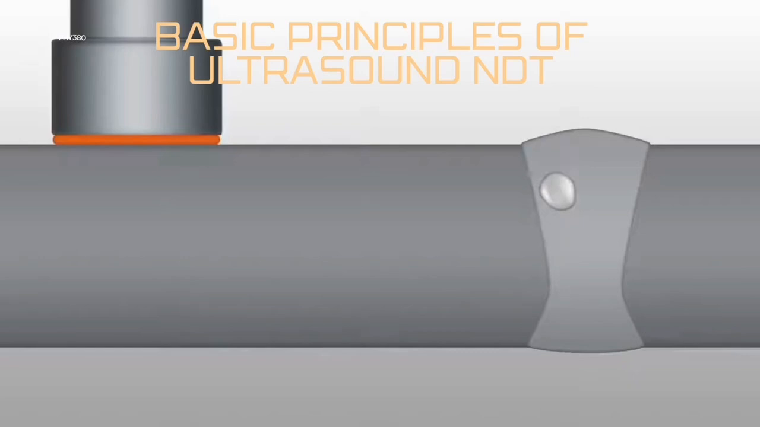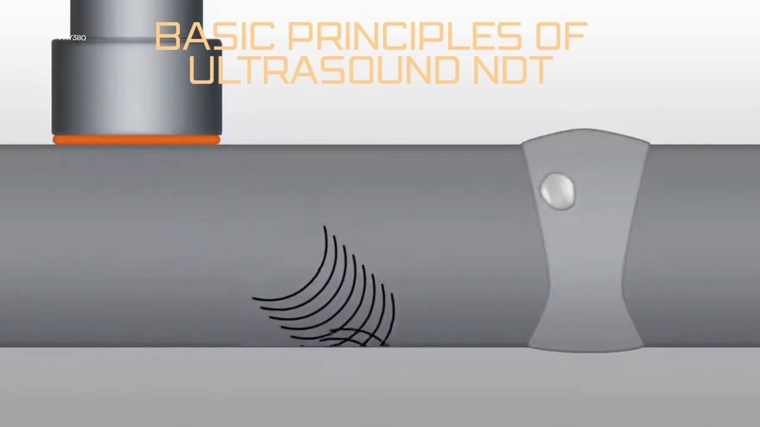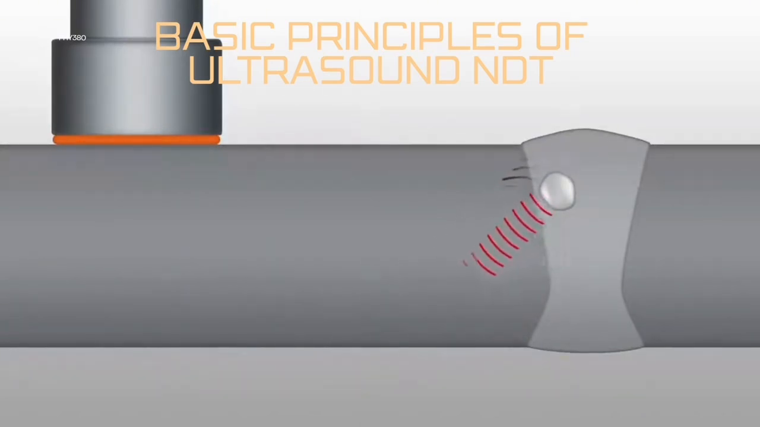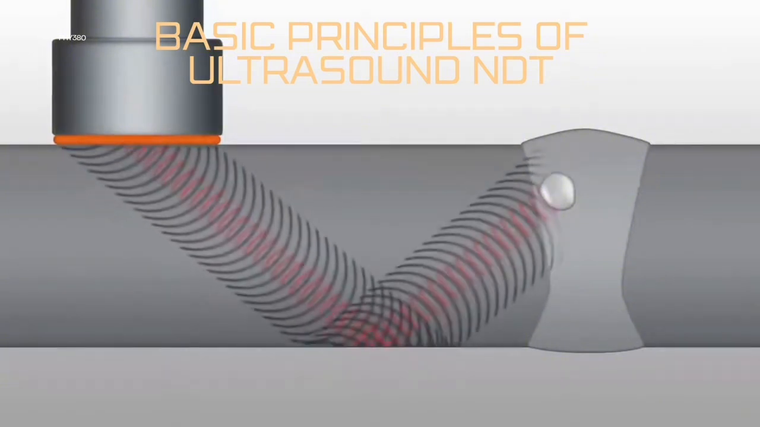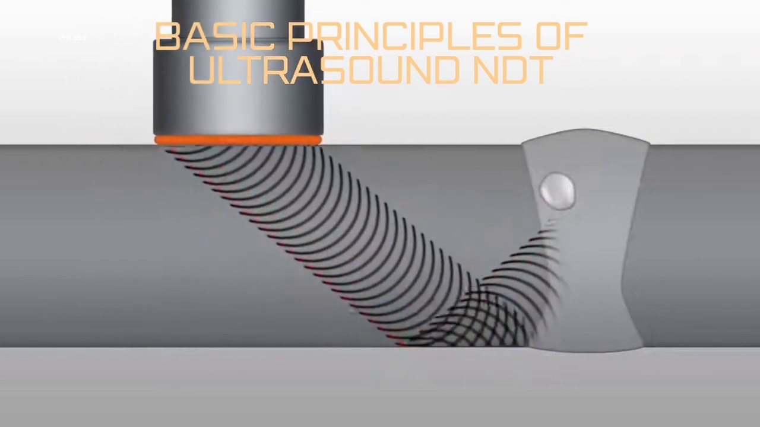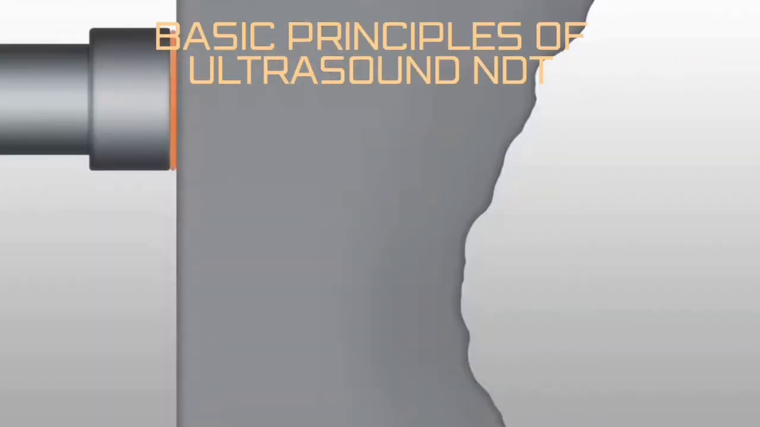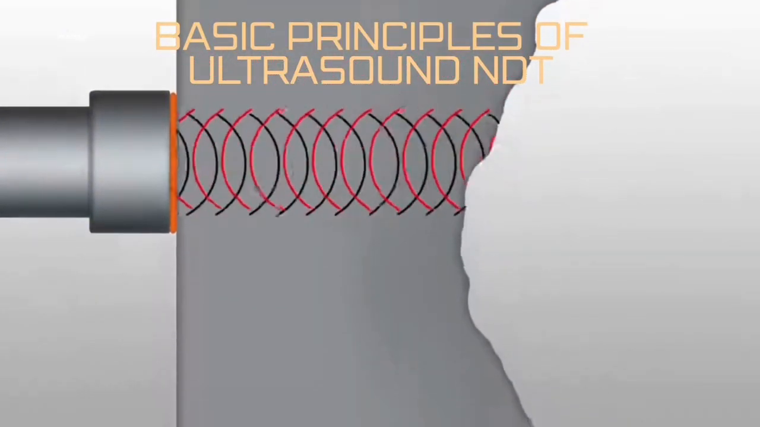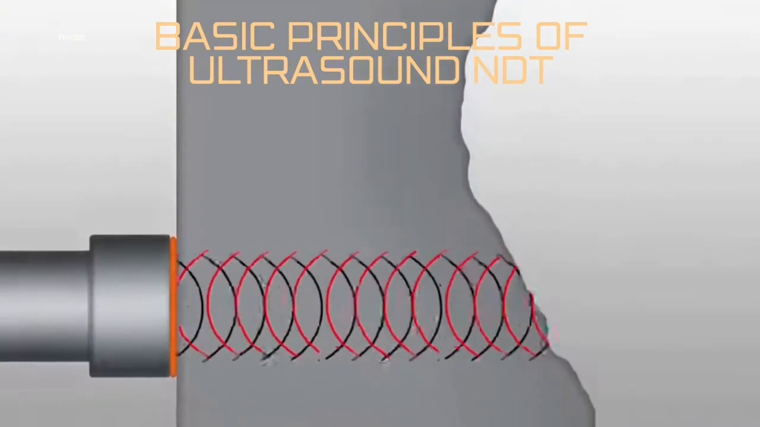Simply said, it works as follows. Sound waves are transmitted into the material with a transducer, and an echo is sent back from the rear wall or discontinuity. By registering this echo, we can deduce the thickness of the material, or if a discontinuity is present. In case of a discontinuity, sound is echoed back faster. Thus, we can see if the material wall is thinning, for instance by corrosion.